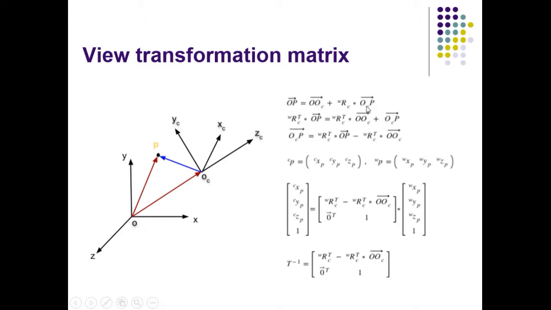Okay. We need to express the OCP vector with respect to the world frame, and we know that we can compute this operation using the rotation matrix that describes the orientation of the camera frame with respect to the world frame. So we can express the OP vector as the sum of the OOC vector and the OCP vector expressed, using the rotation matrix, with respect to the world frame.